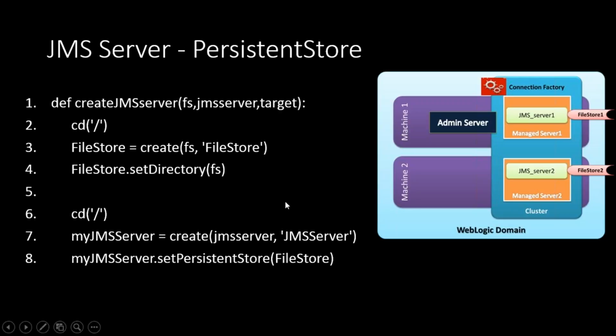Okay, so this is a simple two-step process, a simple function which we are going to use for creating the JMS server. This script is available in WLST by examples. The domain you need is one admin server running and two different nodes, or one node is also fine. Two managed servers should be available, and one managed server is going to be associated with one JMS server. So we are going to create two file stores and two JMS servers. All right. Okay.